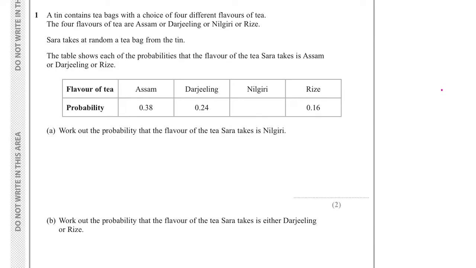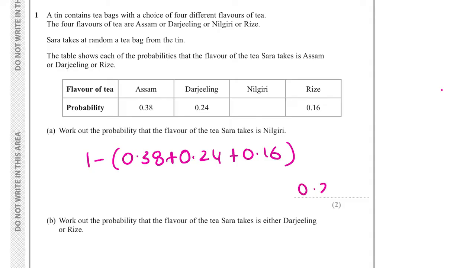Sarah takes a random tea bag from the tin. What do we know about probabilities? They add up to 1. So if I do 1 minus 0.38 minus 0.24 minus 0.16, sorry, all of these added together, and then I'm going to get 0.22.